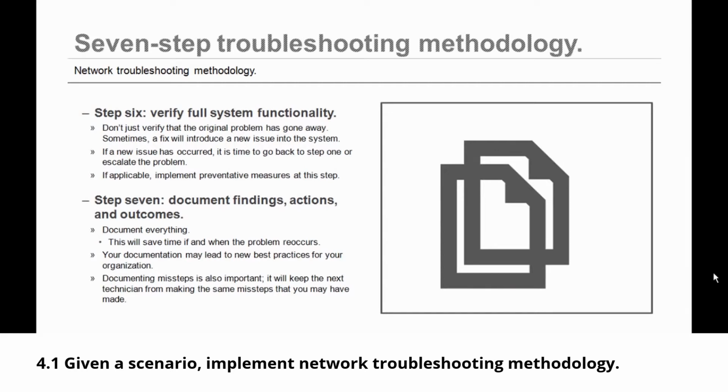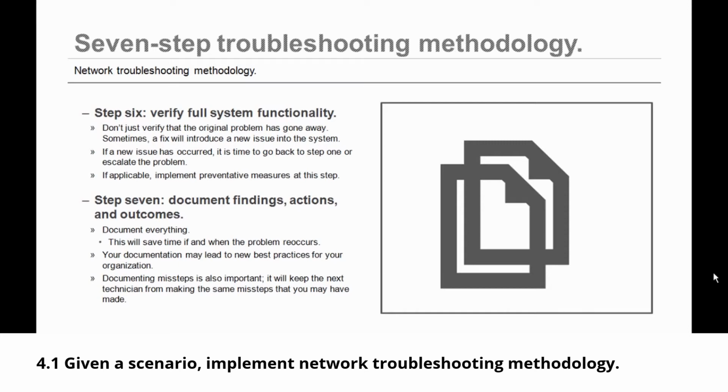Verify full system functionality. Don't just verify that the original problem has gone away, because sometimes a fix will introduce a new issue into the system. If a new issue has occurred, it's time to go back to step 1 or to escalate the problem. If you have verified full system functionality, this is where you implement preventative measures to keep this problem from reoccurring.